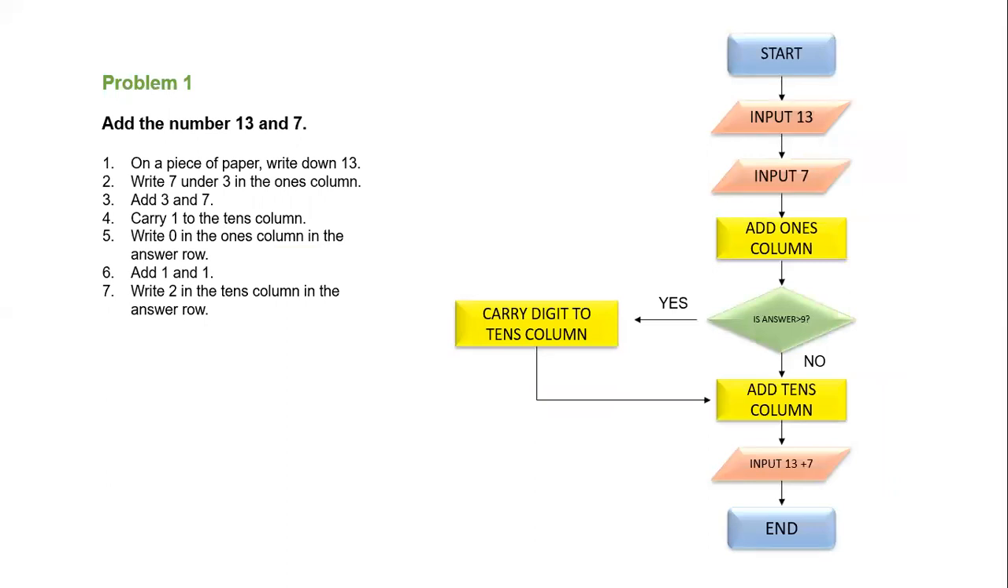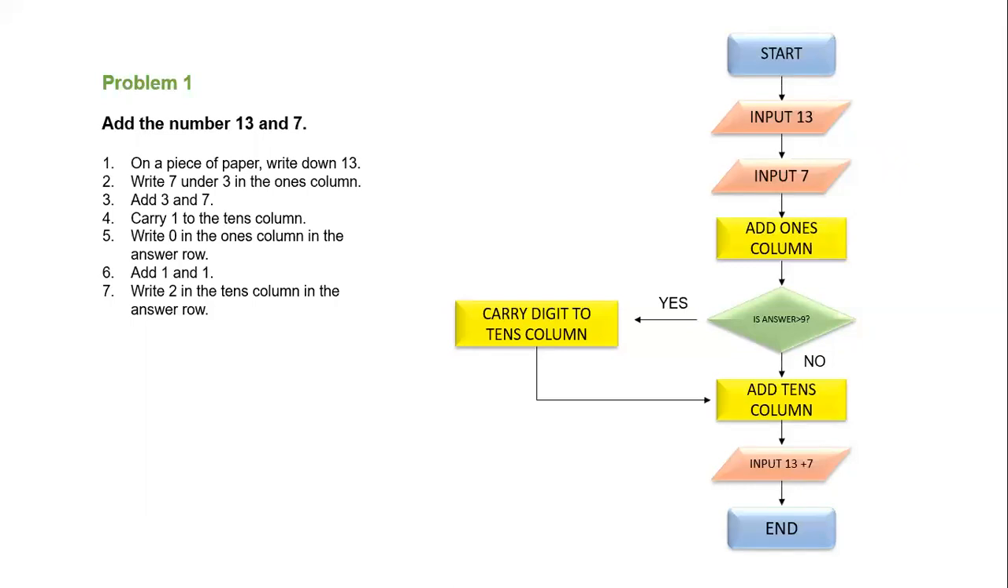If we talk about the same problem you have seen before, the algorithm is over here in front of you, the addition of two numbers. You can see side by side the flowchart of this problem as well. The algorithm is there with the numbers 13 and 7. If someone gives you a problem like add the numbers, whatever the numbers are, and asks you to write the algorithm, you will just write it as such. As you can see, on a piece of paper, write down 13, and you will be writing step 1, step 2, 3, 4, 5, 6, 7 as such.